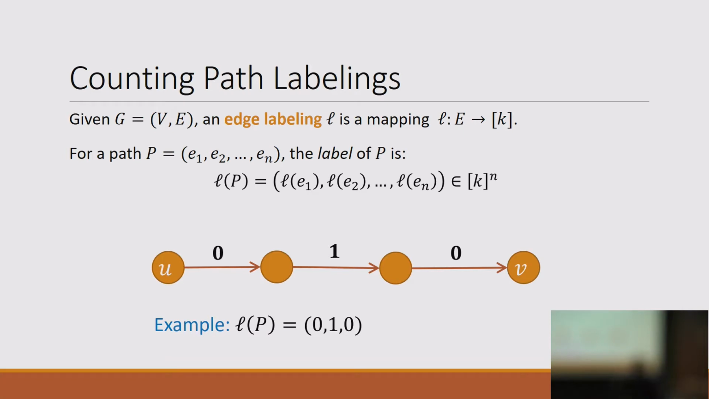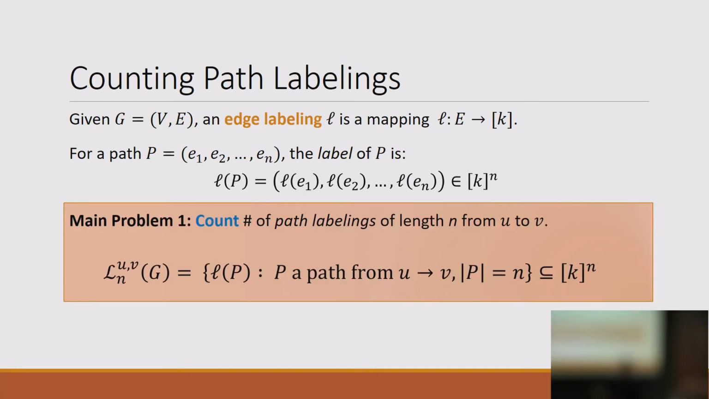And now I've actually defined everything I need to tell you what the problem that we're going to consider in this talk is. And the problem is as follows. I give you such a graph, and I give you u and v and an integer n. And the goal is to count the number of path labelings of length n from the vertex u to the vertex v. So I just want to count the size of this set, L of p, where p is a path from u to v of size n.